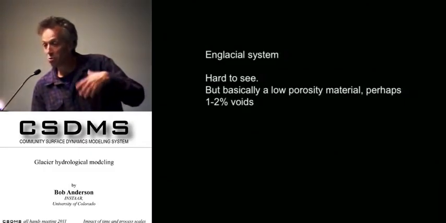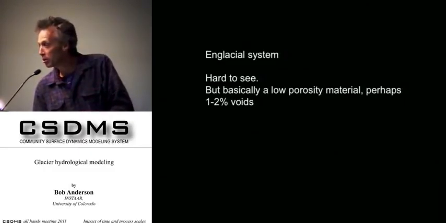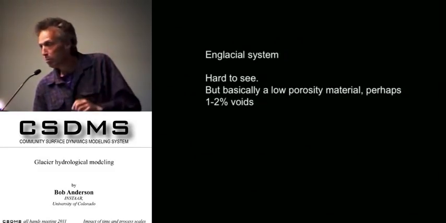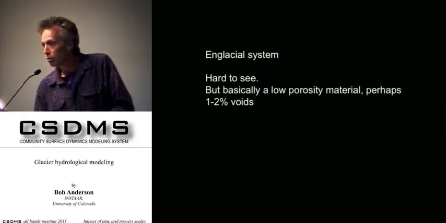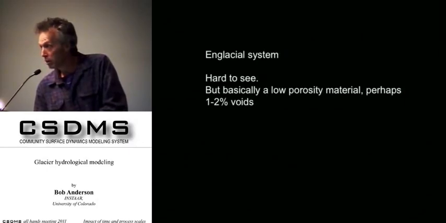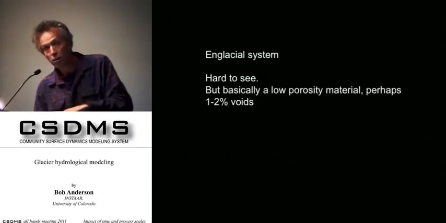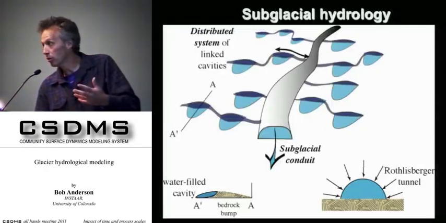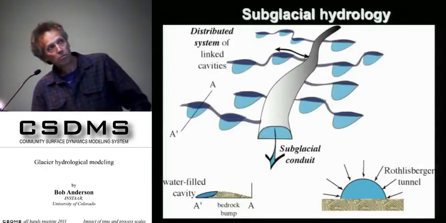We can drill holes in the glacier, and when we count up the numbers of voids that those holes intersect, it looks like the porosity of the ice is something like 1 to 2%. It's very low porosity substance. And that'll translate into very, very reactive oscillation of the water table within the glacier because it's so low porosity. And that, in turn, will translate into variability in the water pressures.